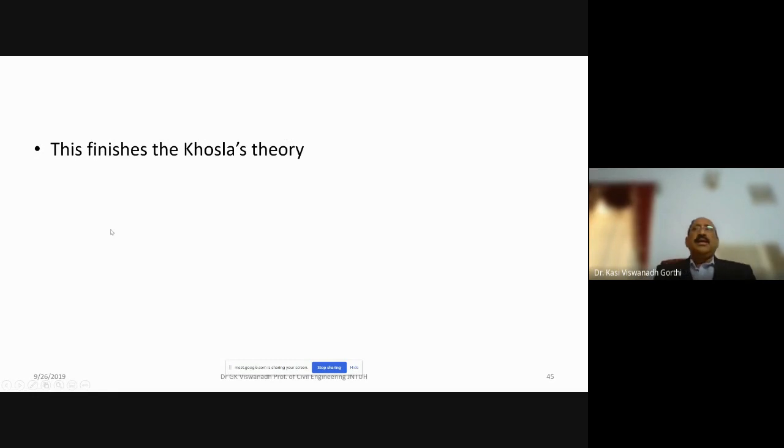We have seen the very interesting Khosla's theory. The study of Khosla was initiated because of the failure of certain floors, particularly in the Upper Chenab canal, though they had been designed strictly with Bligh's creep theory. Some of the floors failed, some of the floors are working. What is happening? What is the difference?